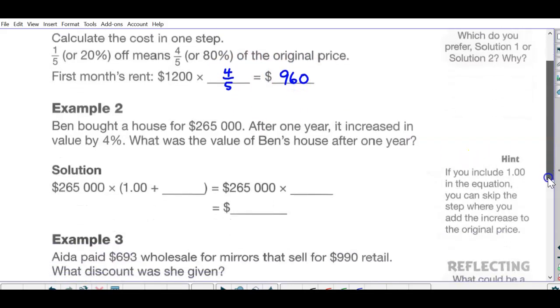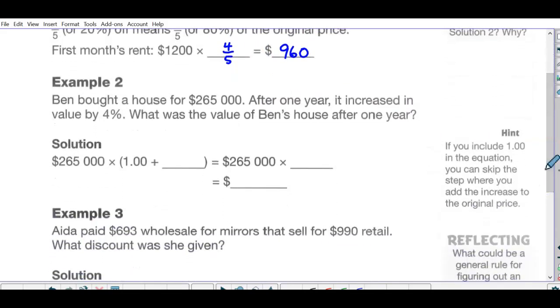Okay, next example. Ben bought a house for $265,000. After 1 year, it increased in value by 4%. What was the value of Ben's house after 1 year? So we're going to do this in one step. You can see it here. So it keeps its value. So it keeps 100%, 265,000, and then it increases.